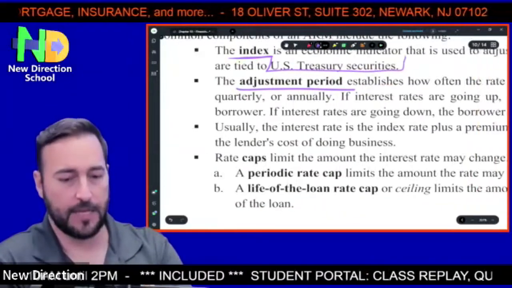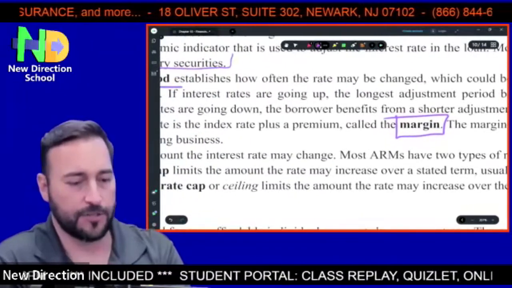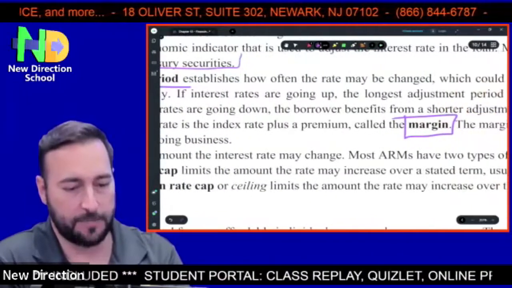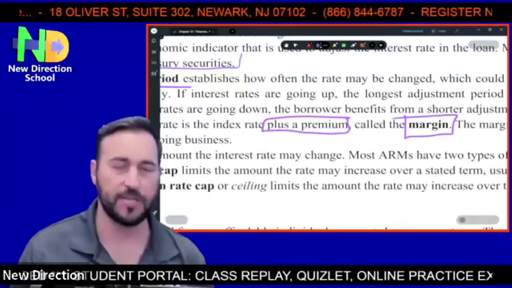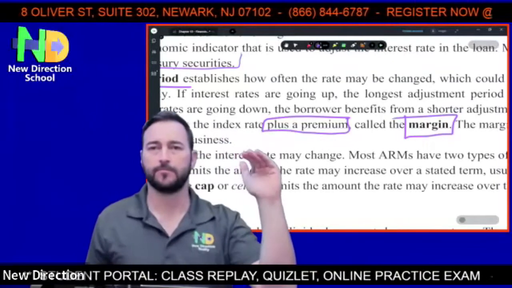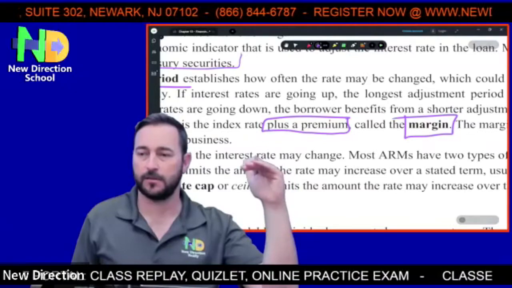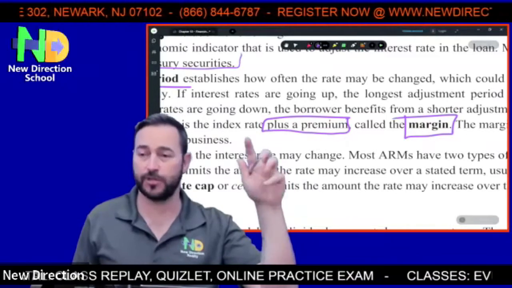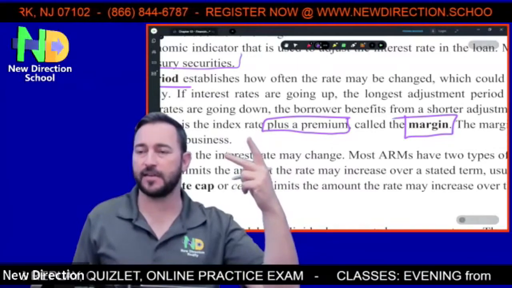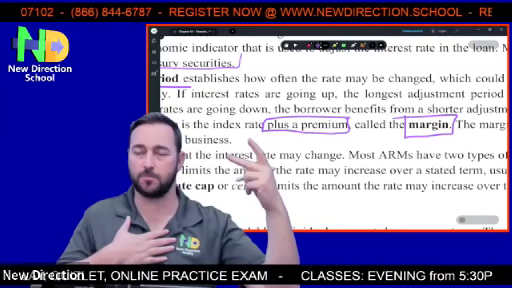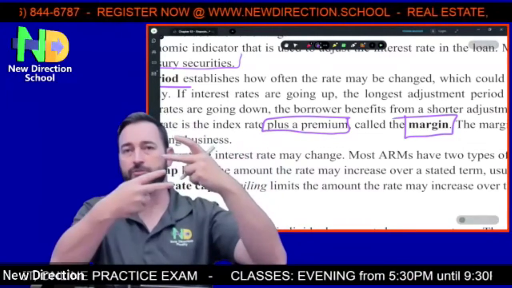And then we have something called margin. Margin is what the bank gets paid, a premium above the index rate. So if the index is doing 2 right now, and there's a 2% margin, how much is your interest rate? If the index is at 2% right now, and the bank says, we want to get paid 2%, so that's our margin, what is your interest rate? It's 4. 2 plus 2 is 4.